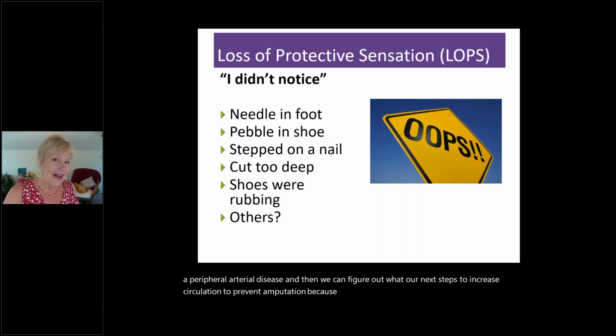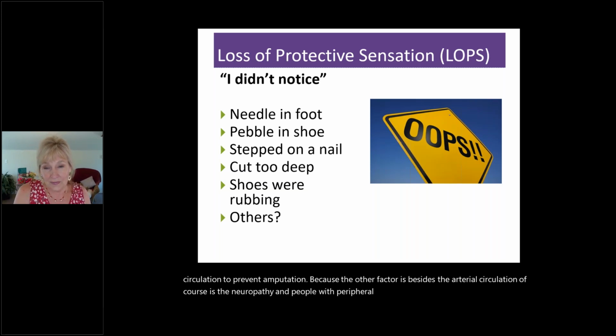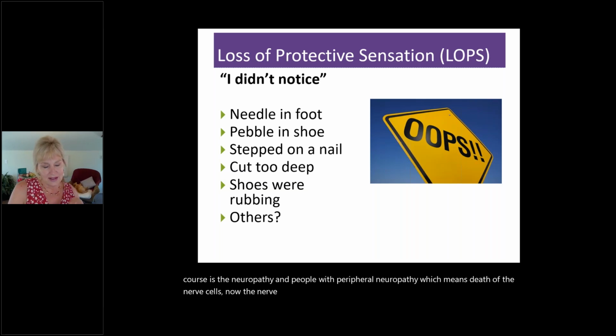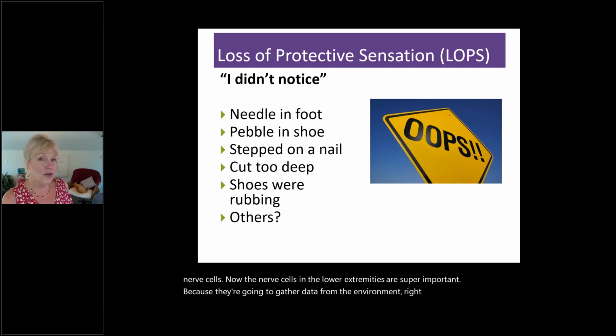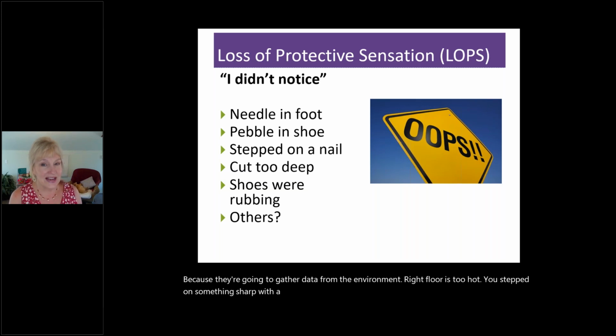Because the other factor, besides the arterial circulation, of course, is the neuropathy. And people with peripheral neuropathy, which means death of the nerve cells. Now, the nerve cells in the lower extremities are super important because they're going to gather data from the environment, right? Oh, floor's too hot. You stepped on something sharp. What else? Shoes too tight. Oh, you just banged your toe. It's giving that information and sending it up to the brain for interpretation.